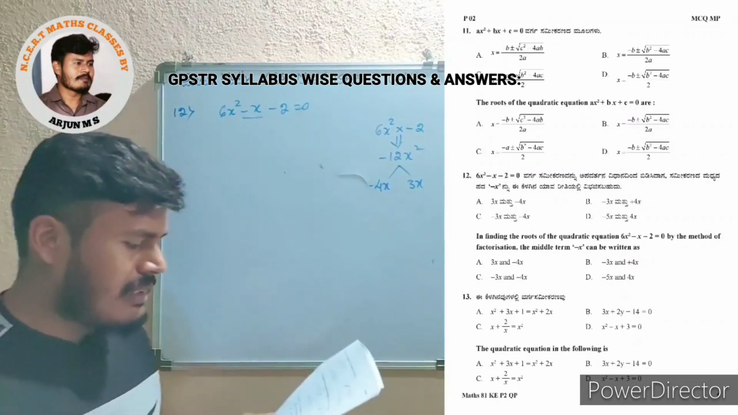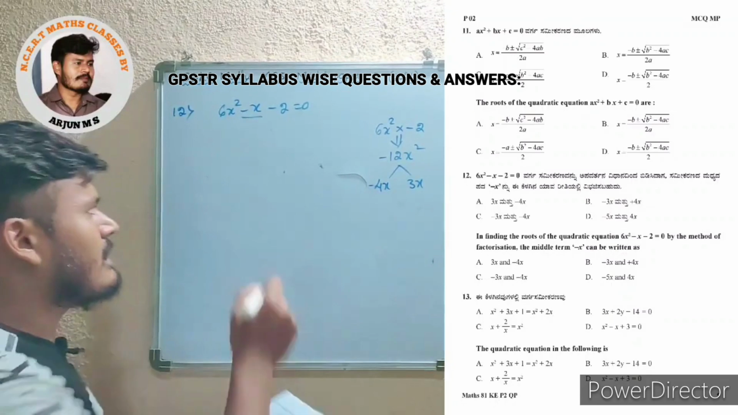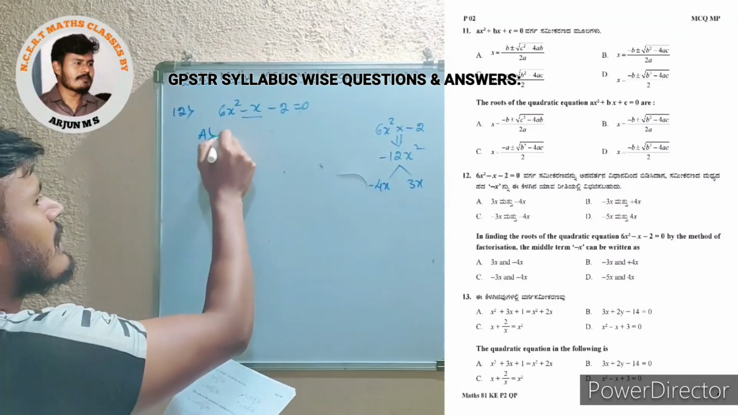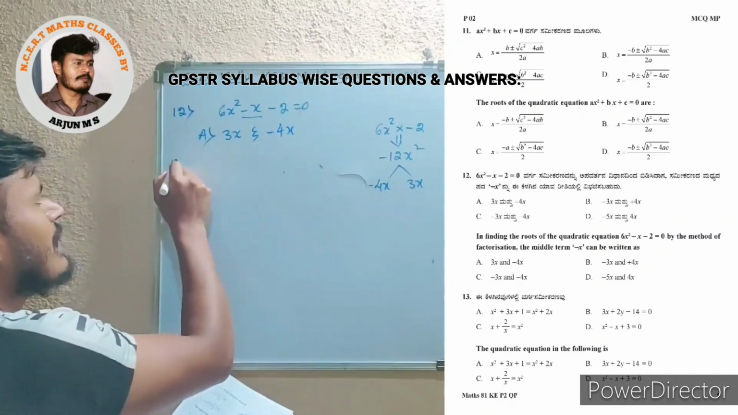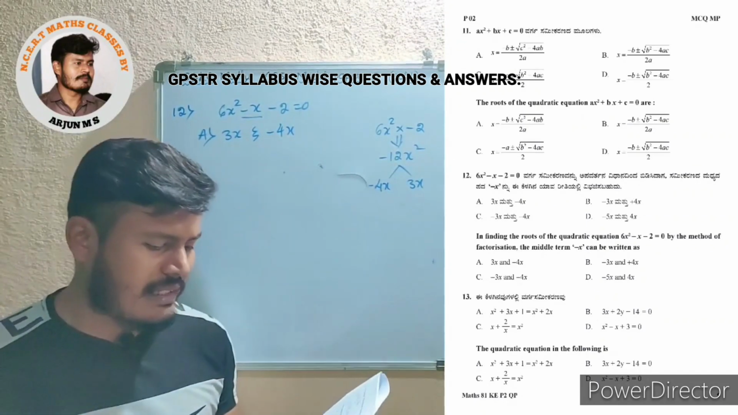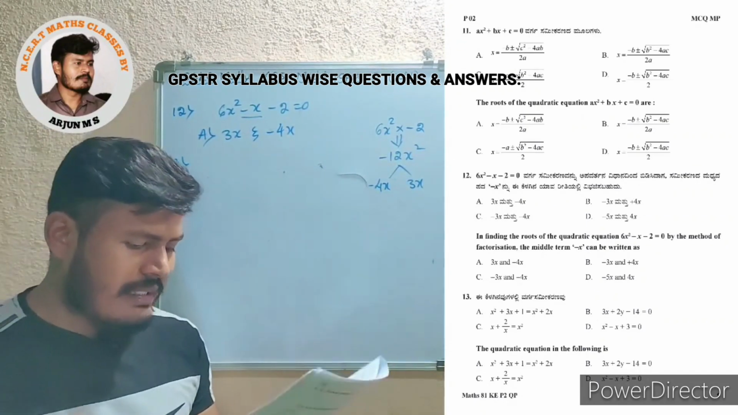So what are the answers here? Option A is correct. 3x and minus 4x is the right answer. I hope you all know about this question, right? Now we're moving on to the 13th one.